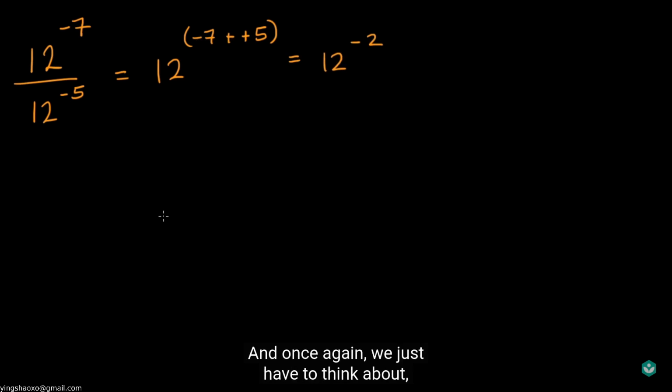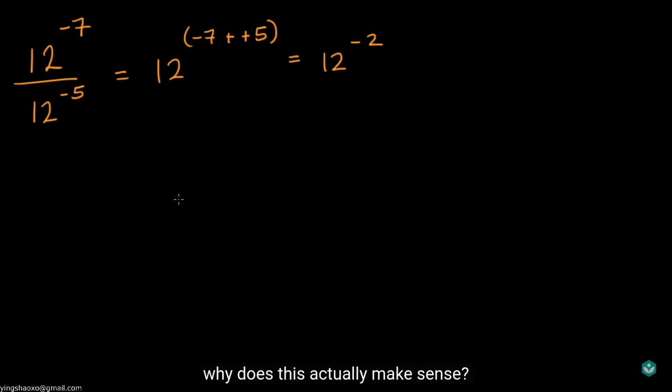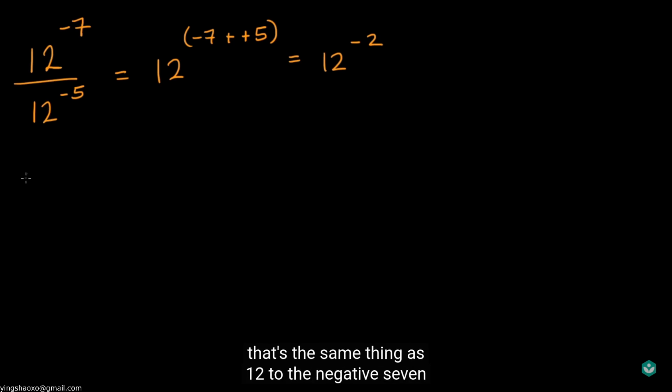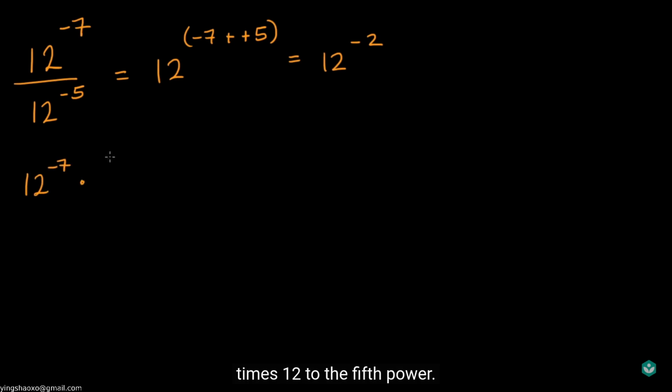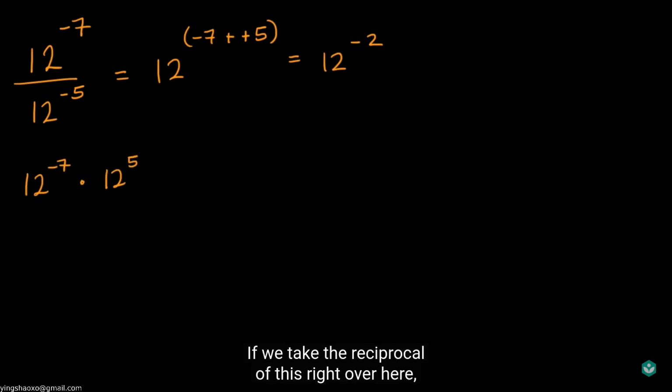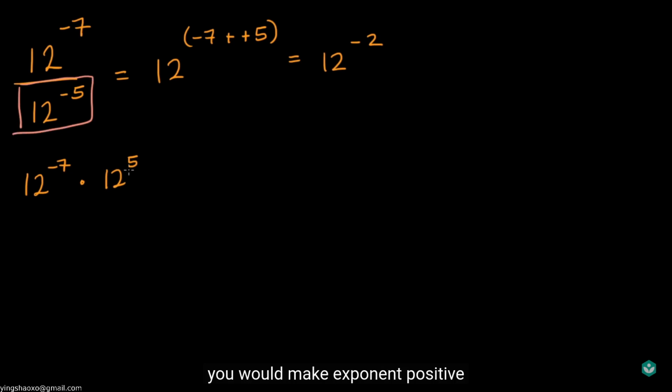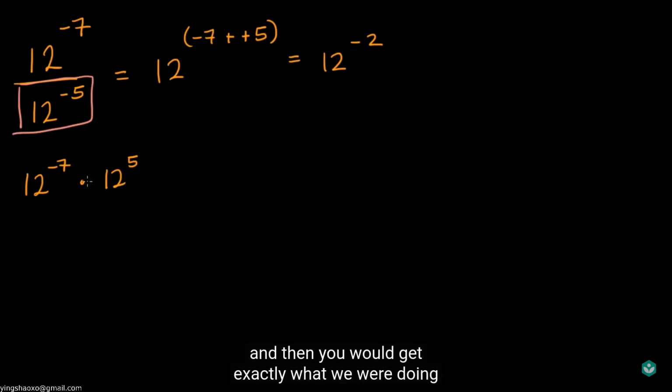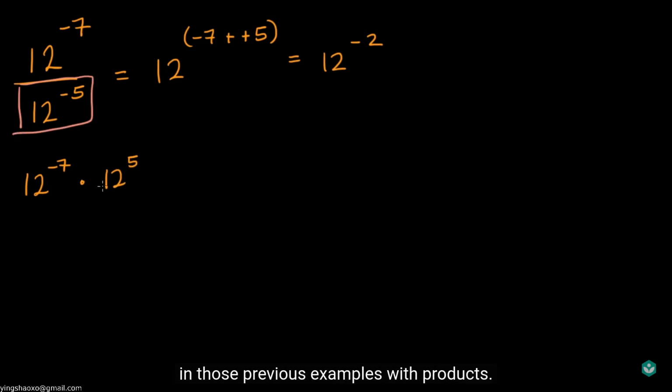And once again, we just have to think about, why does this actually make sense? Well, you can actually rewrite this. 12 to the negative 7 divided by 12 to the negative 5, that's the same thing as 12 to the negative 7 times 12 to the 5th power, if we take the reciprocal of this right over here, you would make the exponent positive. And then you get exactly what we were doing in those previous examples with products.